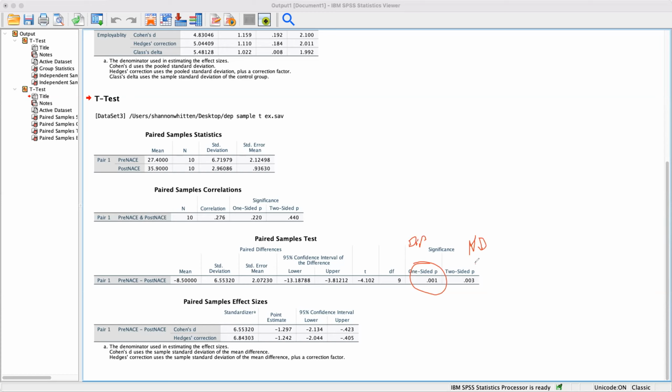Anytime you are not sure, let's say it's an experimental program to increase career competency and you just don't know if the program might make them worse, I don't know what you'd be thinking, but okay. If you're not sure which mean would be higher, you choose this one. And that is your t-test lesson in a nutshell.